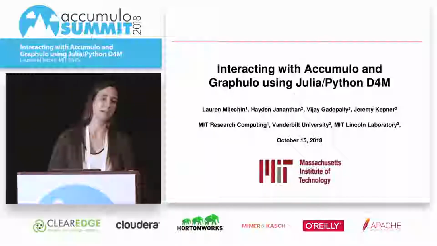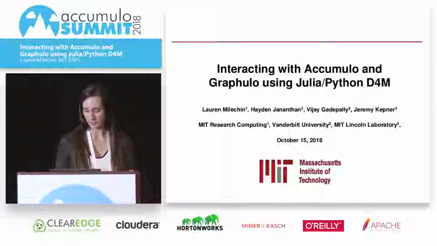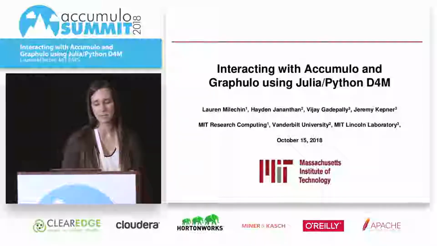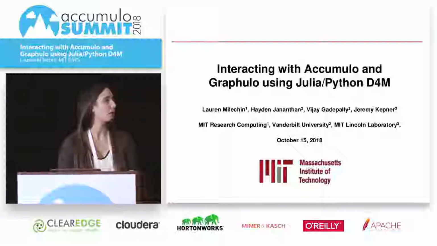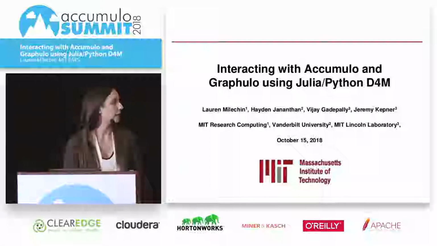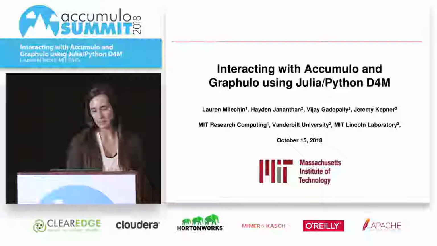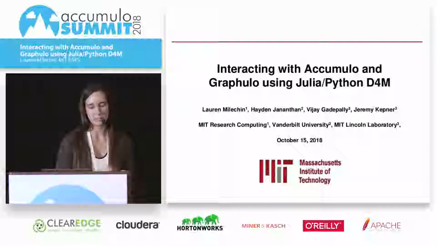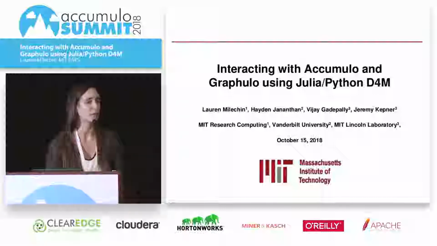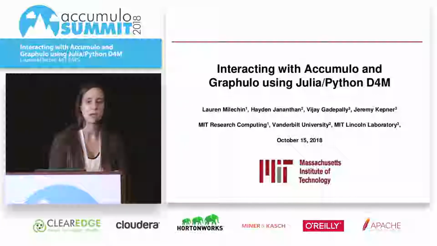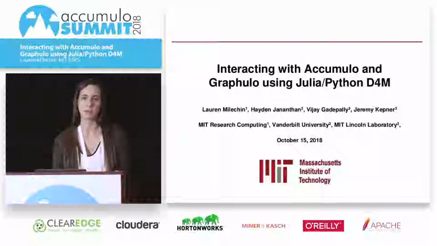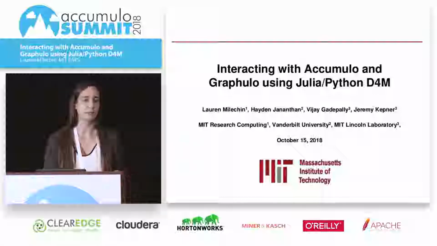My name is Lauren Milliken. I'm from MIT. I work in research computing. Some of my co-authors, Vijay and Jeremy, are from MIT Lincoln Laboratory. And Hayden Janathan is a PhD student at Vanderbilt, but also comes and collaborates with us fairly frequently. So he's working with us over the summer on the Python D4M implementation.